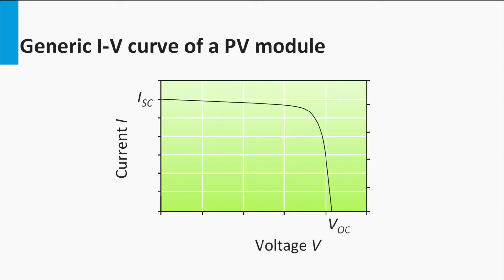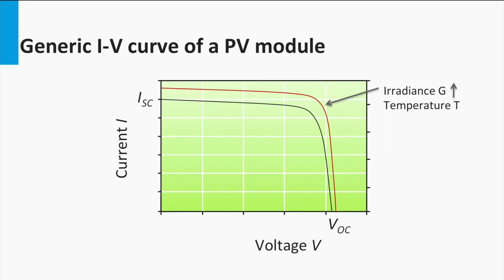Now, the IV curve is nothing but the current voltage curve. This IV curve of a PV module is defined for a unique set of temperature and irradiance conditions. For instance, if the irradiance or illumination were to increase, the IV curve would also change to a higher level. In general, a higher irradiance gives a better IV curve, but a higher temperature gives a worse IV curve, and vice versa.